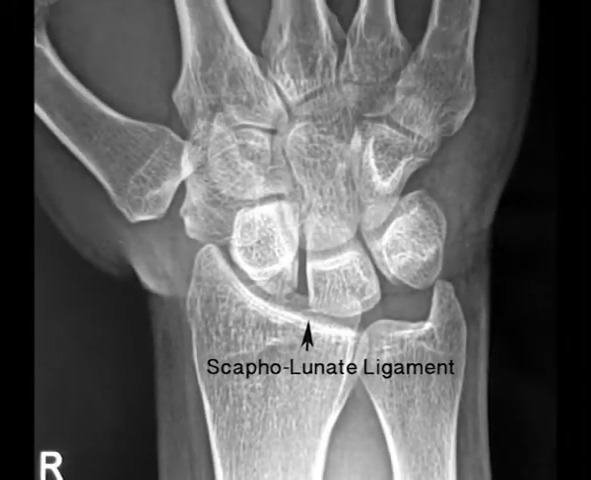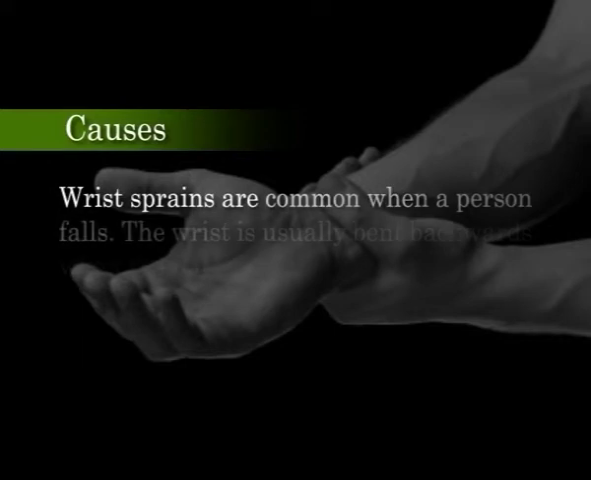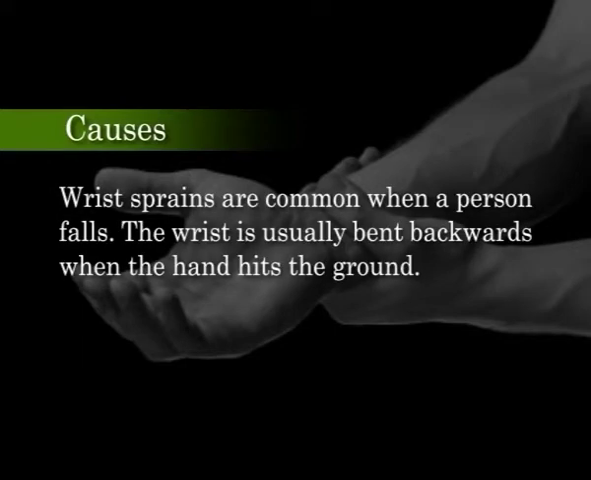Sprains can have a wide range of severity. A minor sprain may have minimal stretch of the ligaments, and a more severe sprain may represent complete tears of the ligaments. Now we have causes. Wrist sprains are common when a person falls. The wrist is usually bent backward when the hand hits the ground.